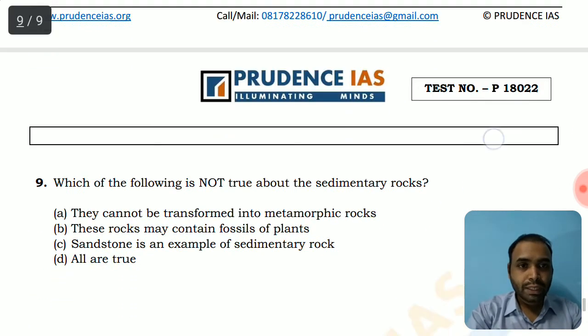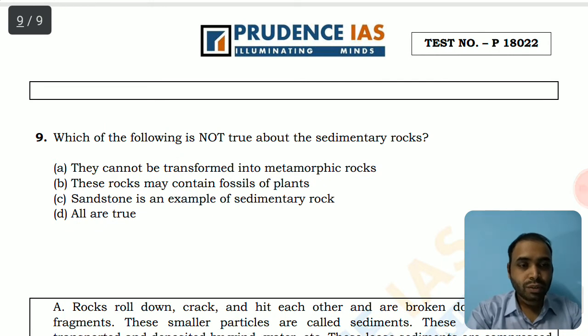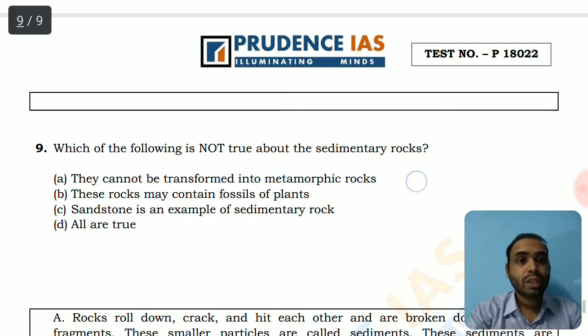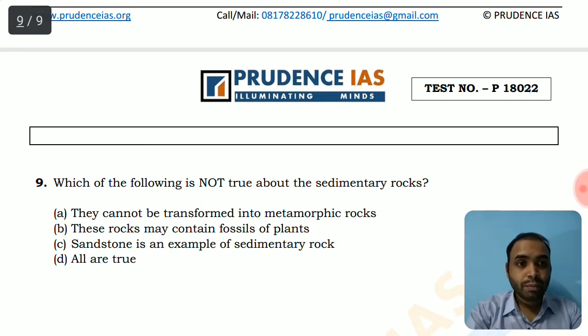Which of the following is not true about the sedimentary rocks? In earlier videos, we have taken up the concept of igneous rocks and metamorphic rocks, and how the other rocks are transformed into metamorphic rocks. An example of metamorphic rock would be marble, because limestone, when it gets converted under heat and pressure, results in the formation of marble.